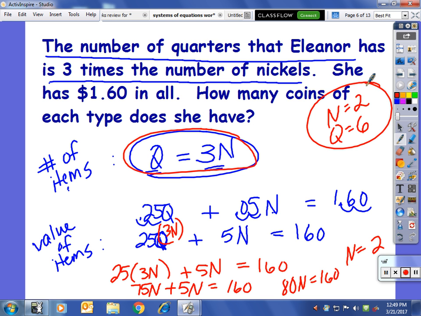First of all, does she have 3 times as many quarters as nickels? Yes. Second of all, let's make sure she's got $1.60. How much is 2 nickels? 10 cents. How much is 6 quarters? $1.50, right? Does she have $1.60 in all? Yes. So it had to be 2 nickels, 6 quarters.